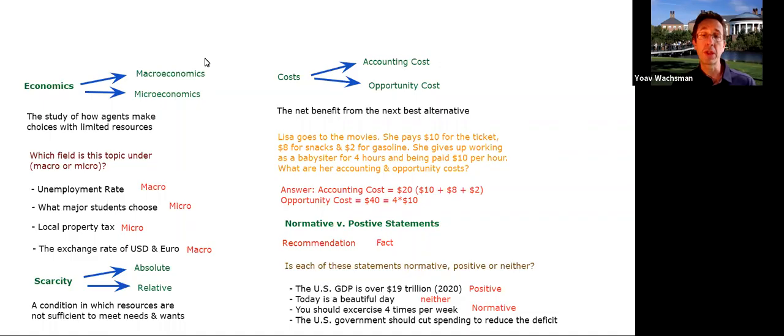Finally, both of the last statements are normative statements. The first one is a recommendation to an individual. They should exercise 4 times per week. And the second one is a recommendation for a government. A recommendation made for either an individual or a government is a normative statement.